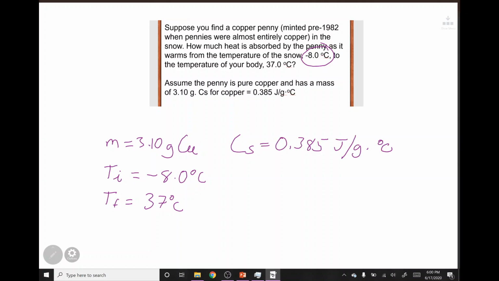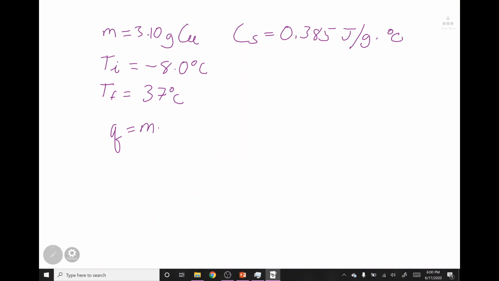What we want to know is how much heat is absorbed by the penny as it warms to body temperature. So how will we figure this out? We obviously want to use our Q equation. Q is equal to M times CS times delta T, since we're dealing with copper, an actual substance, not just an object. So first we want to find delta T. Delta T will be equal, remember, to T final minus T initial.